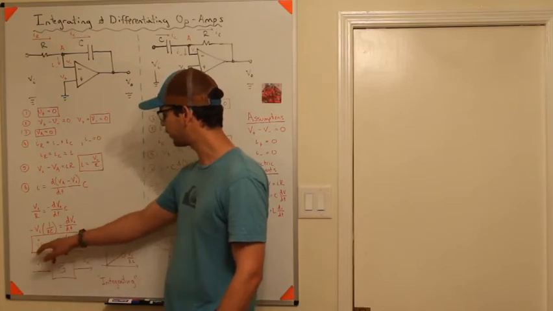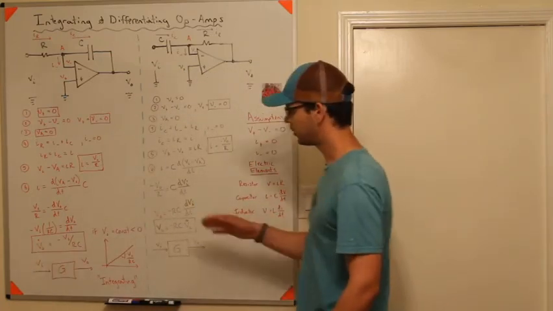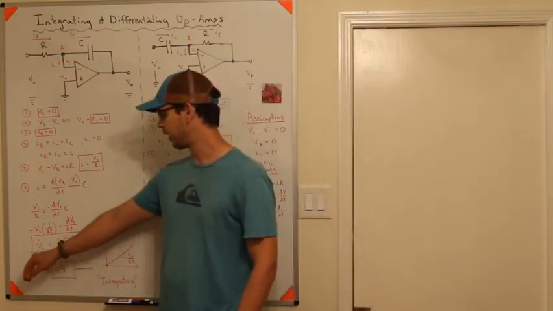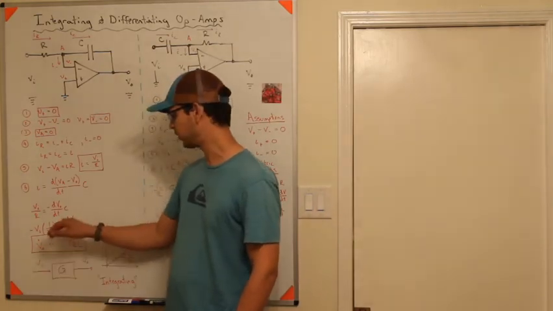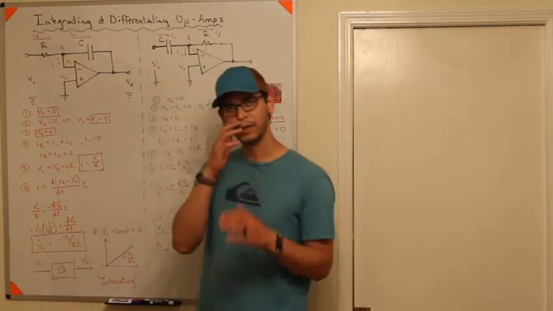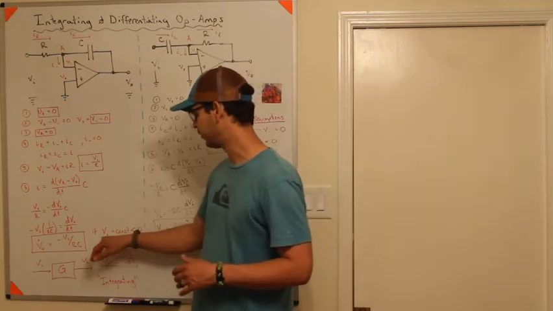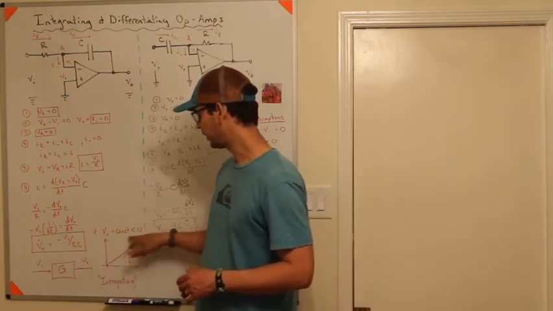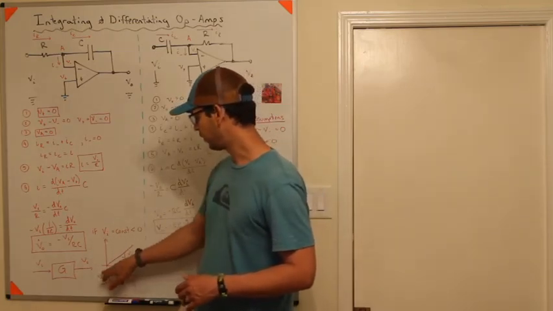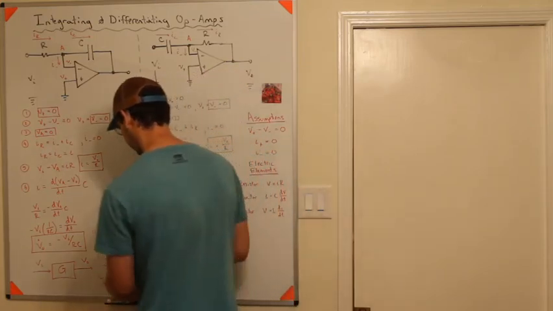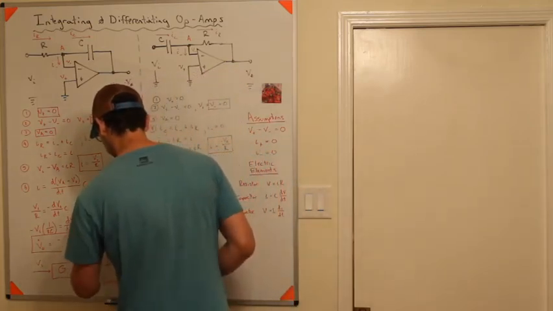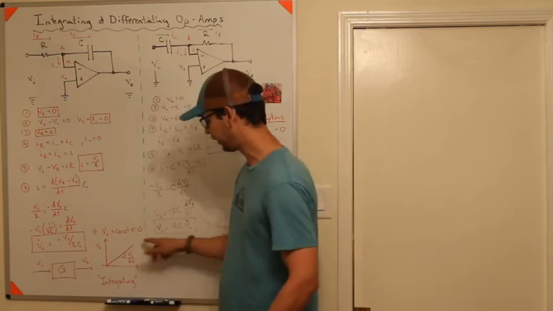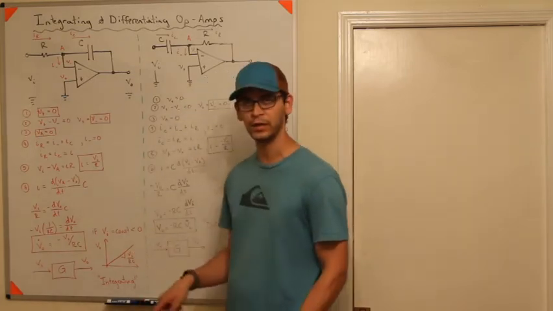And so what you can do is think of it just like this. You could integrate both sides, and you can say that V naught is equal to the integral of VI over RC. So basically, if VI is a constant and it's negative, the voltage at the output is going to be a line where the slope is VI over RC.